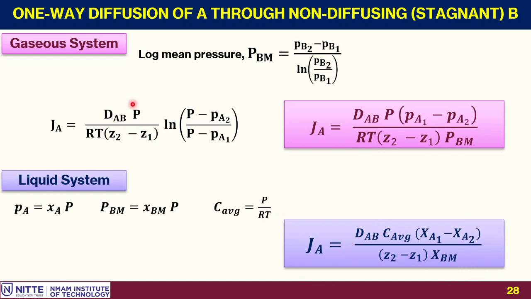So in simple terms, if you want to write for the liquid system, you can write DAB by Z2 minus Z1. Here instead of P by RT, you get concentration C. The way I explained for case 1, concentration C, ln of XB2 by XB1, or 1 minus XA1 by 1 minus XA2. Right? So such kind of equation you get. That's easier to solve than log mean differences.